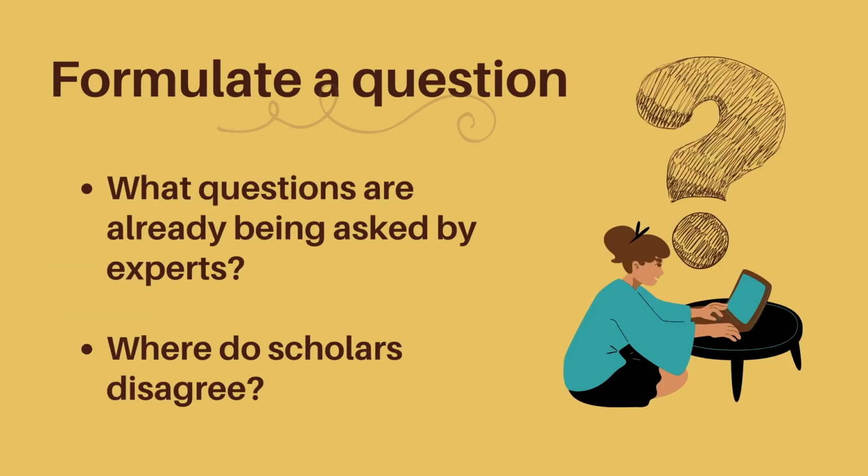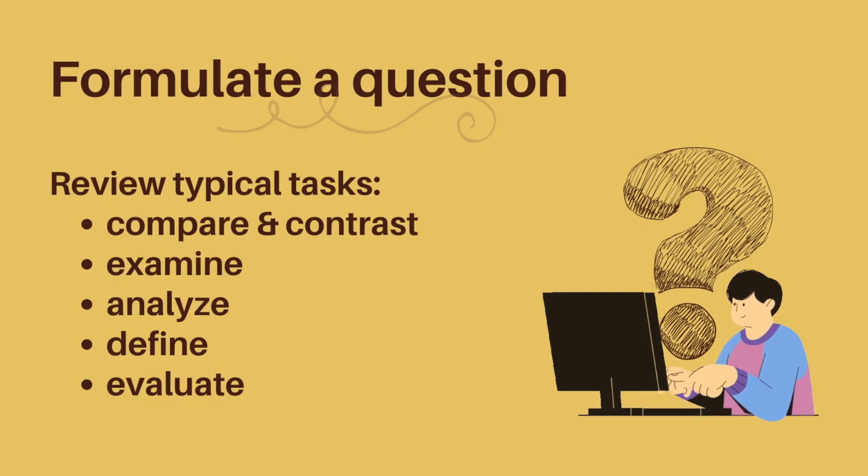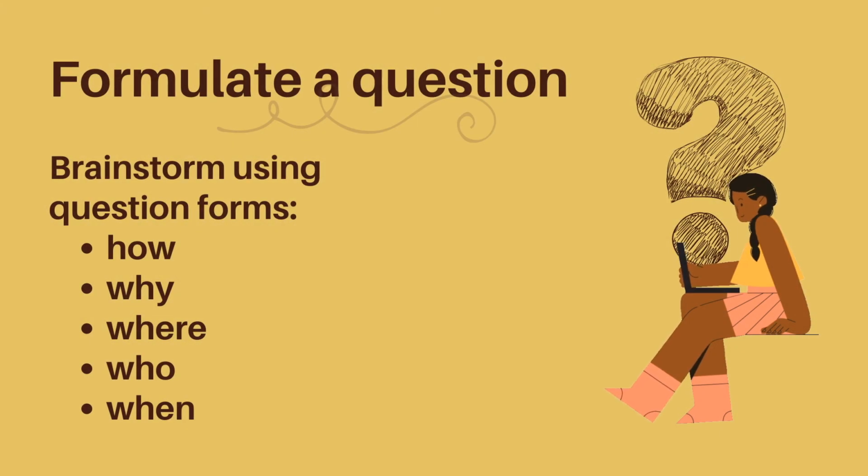You can do this by looking to see what questions are being asked by experts. And where there are areas of disagreement between scholars. You should keep a list of common assignment action words handy so you can think about what tasks you might accomplish in the paper. And of course, a list of question words. Knowing what these words means is important. It's key to understanding what you're being asked to do.